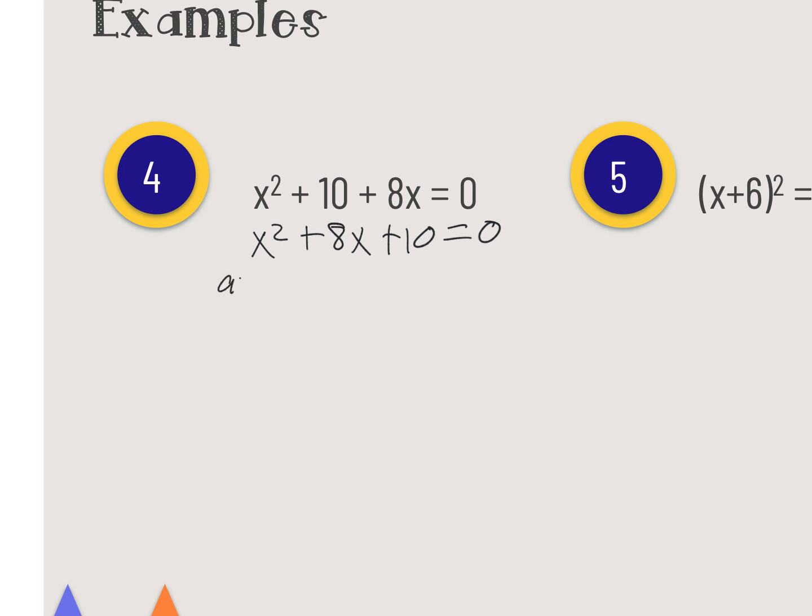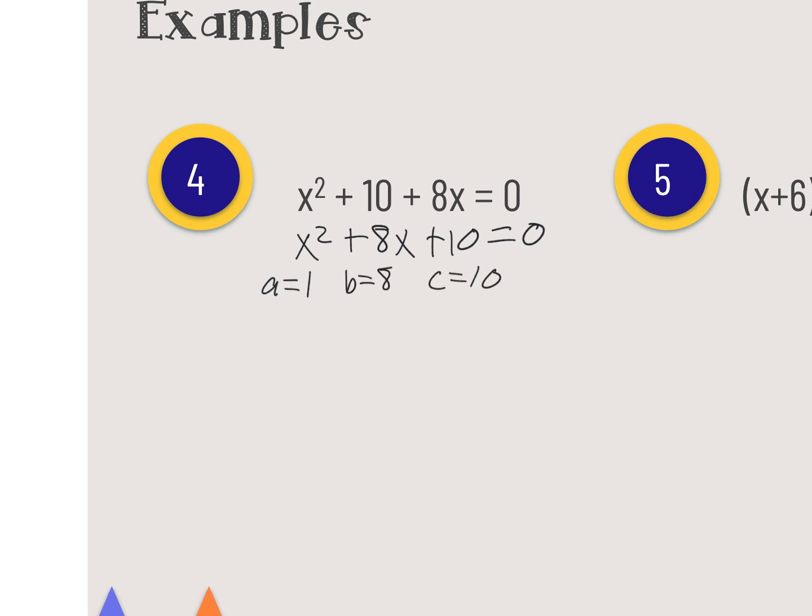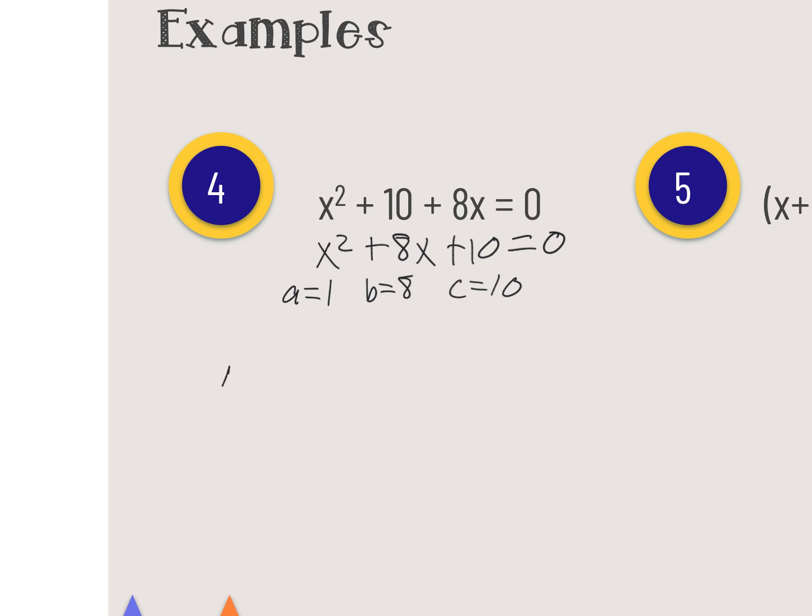So we get a equals 1, b equals 8, and c equals 10. All right, and then let's plug it into our quadratic formula. So we get x equals negative 8 plus or minus the square root of 8 squared, which is 64, minus 4 times 1 times 10, all over 2a, so 2 times 1.